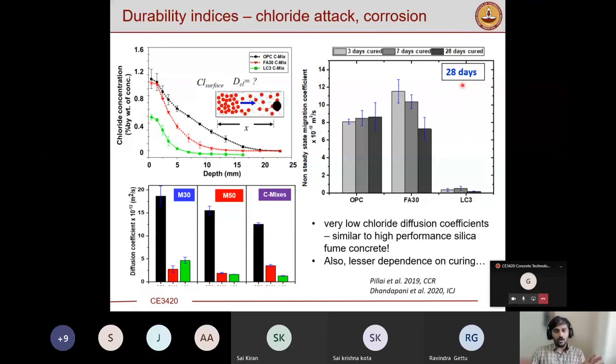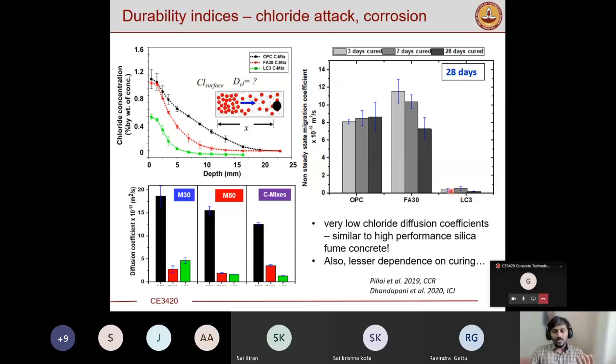So when you take all these 3 cases and do the study at 28 days, you can see in OPC the value is almost similar. In fly ash, there is some effect. If you start curing, so this is for fly ash, compared to 3 days, the 7-day cured concrete performs better at 28 days. Compared to 7-day, 28-day concrete performs even better. And when you extend to 56 days, it will perform even better than this. In the case of the LC3 combination, the value is always nearly 10 times lower.